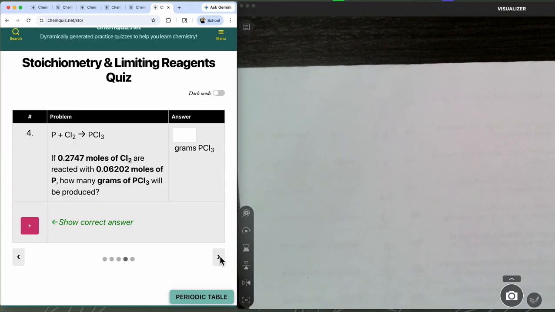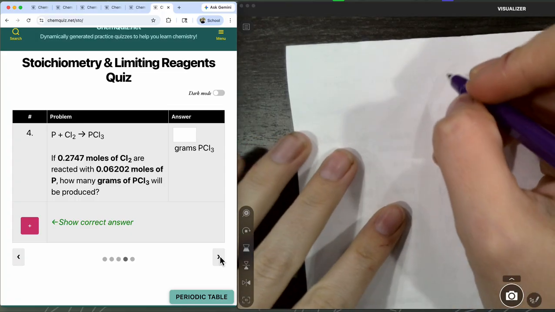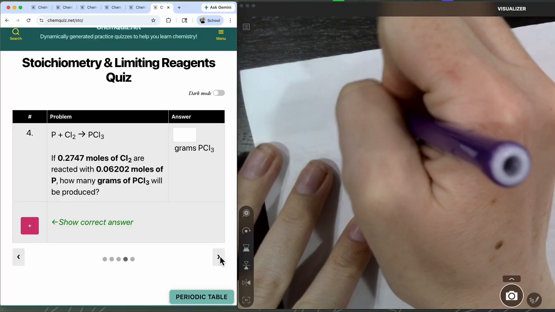If 0.2747 moles of... are reacted, how many grams will be produced? Okay. Well, first you want to balance. Sure. It's so nice to start confidently.